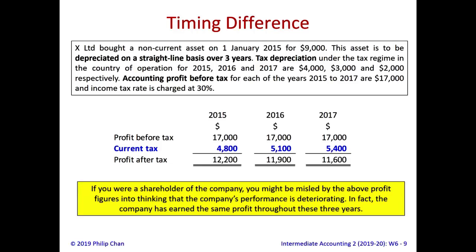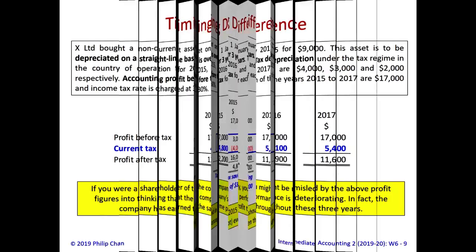Users of the financial statements, such as shareholders, might be misled by the above profit figures and think that the company's performance is in fact deteriorating. In fact, this is not true, because they earn the same profit before tax level throughout the 3 year period. Because of that, we must do something about it, right, in order to restore the situation and provide a good picture for the shareholders to look at the profit position or performance of the company.